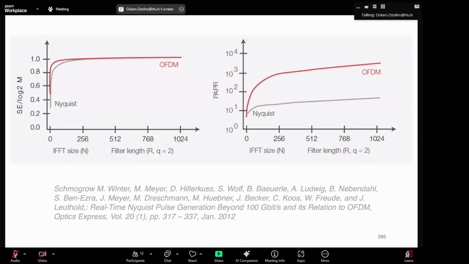Here is also a comparison between what filter length is needed, and what the spectral efficiency and peak to average power ratio are. In some regions, you can get better spectral efficiency than Nyquist pulse shaping here. But I think the big problem is that the peak to average power ratio is much higher in OFDM than with Nyquist pulse shaping.